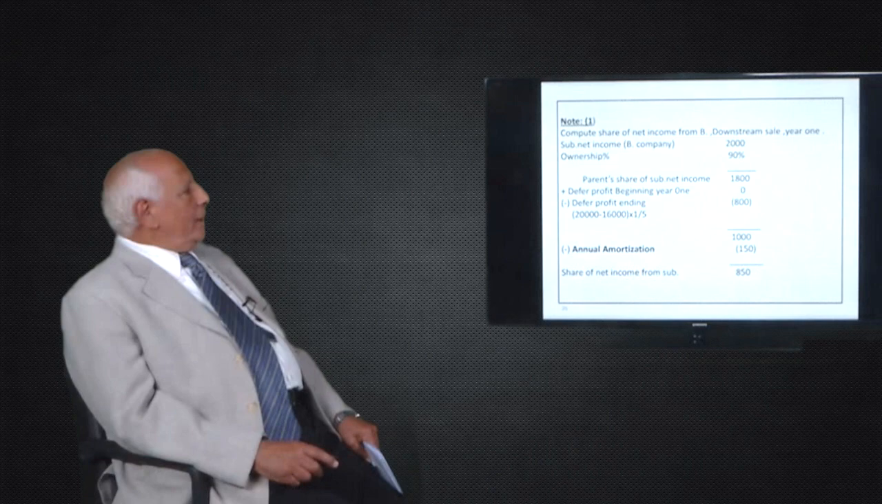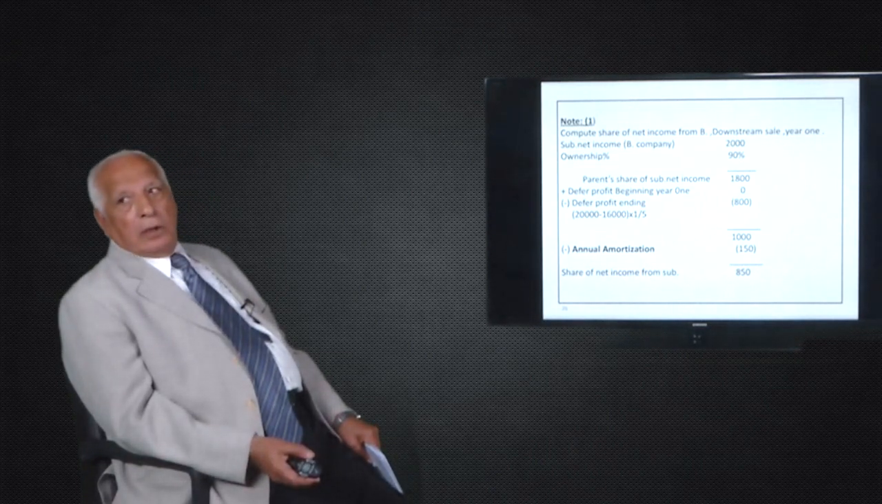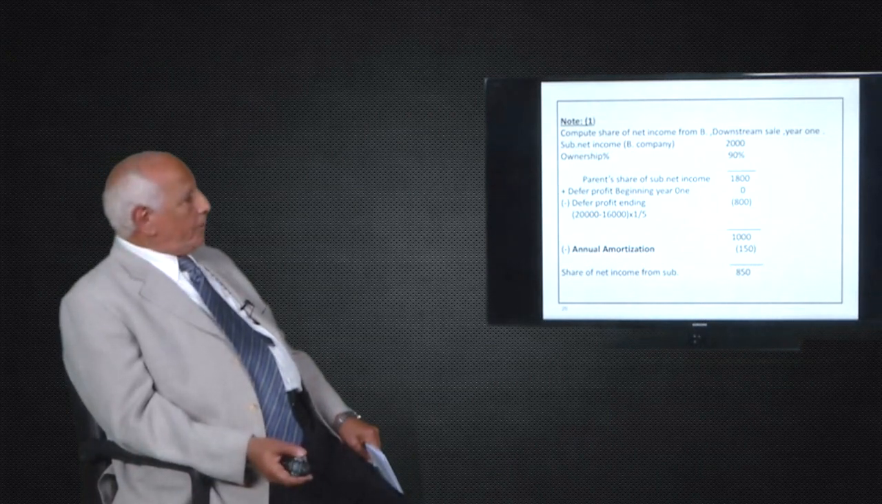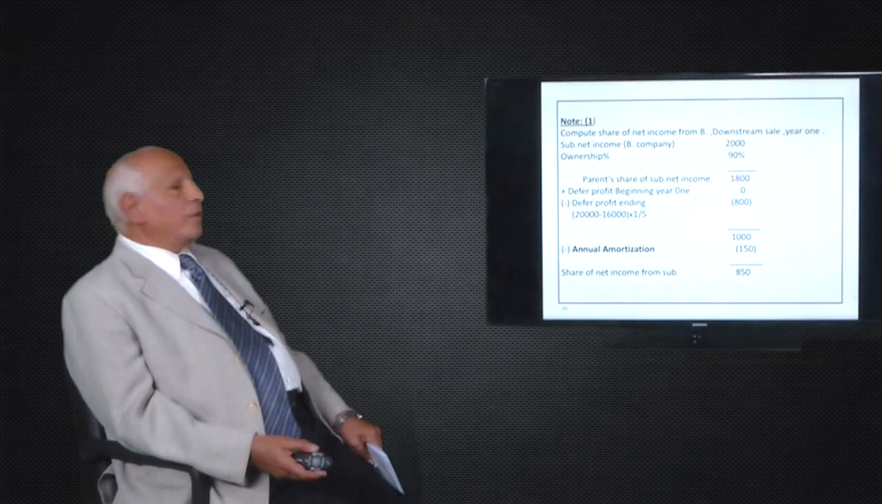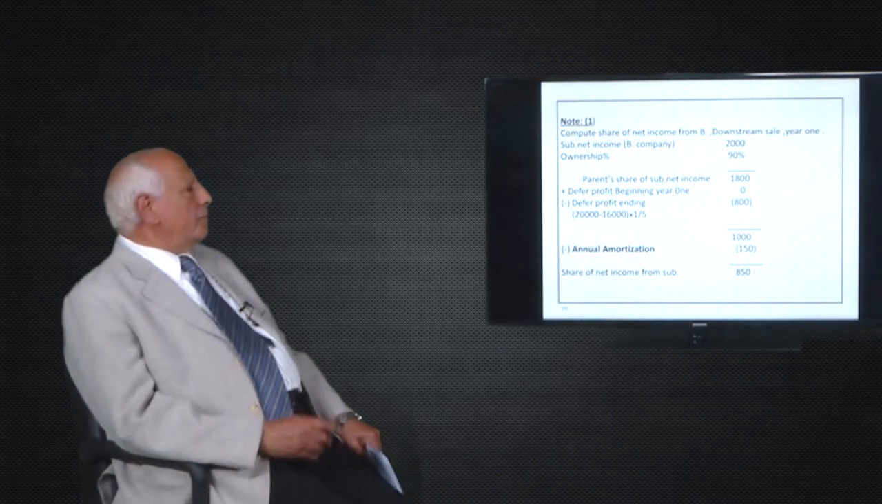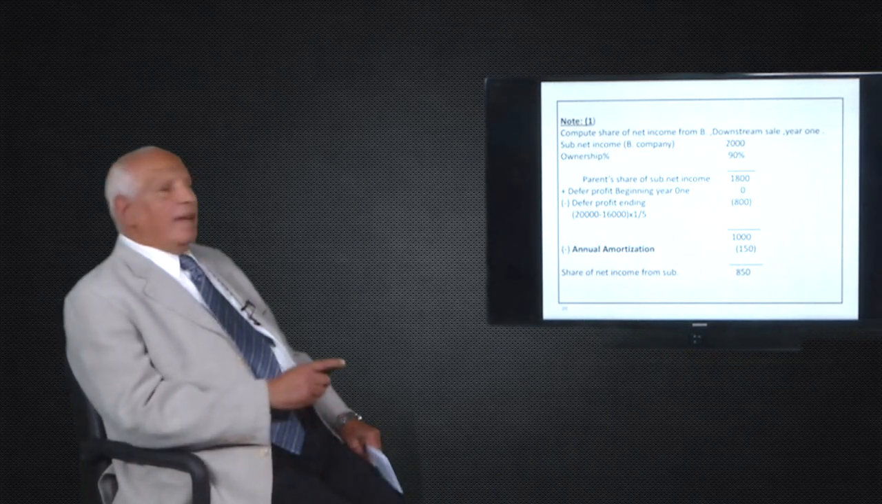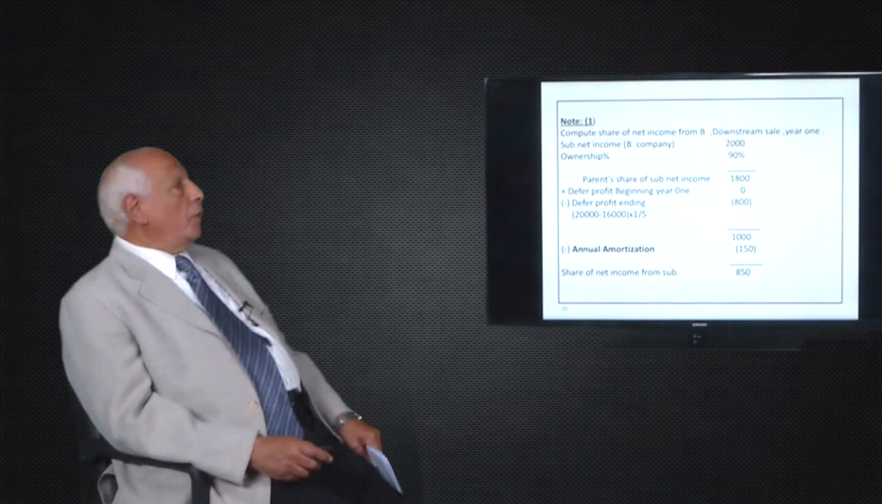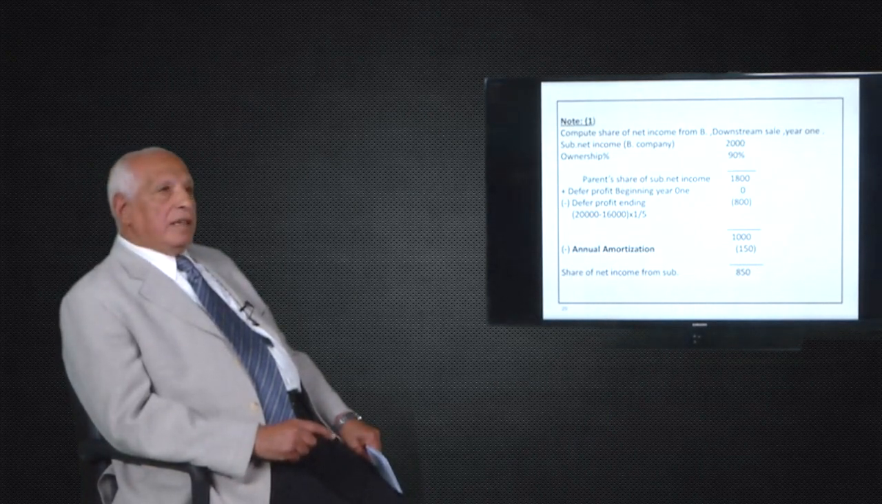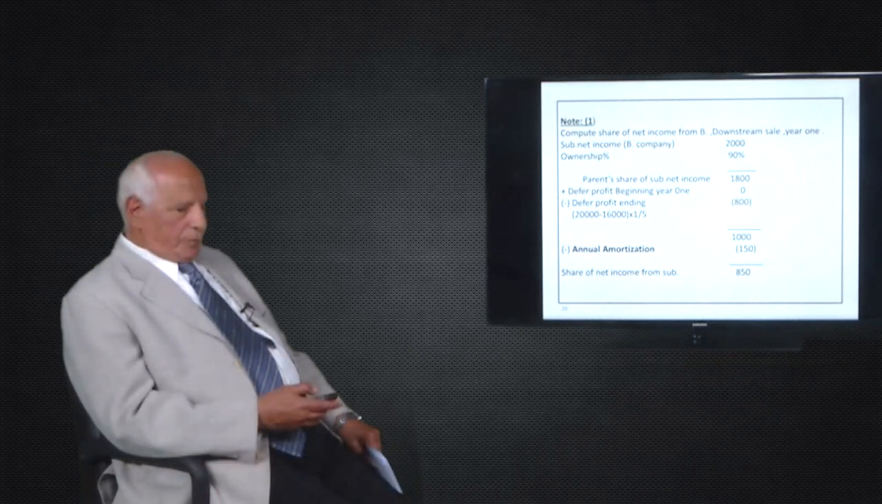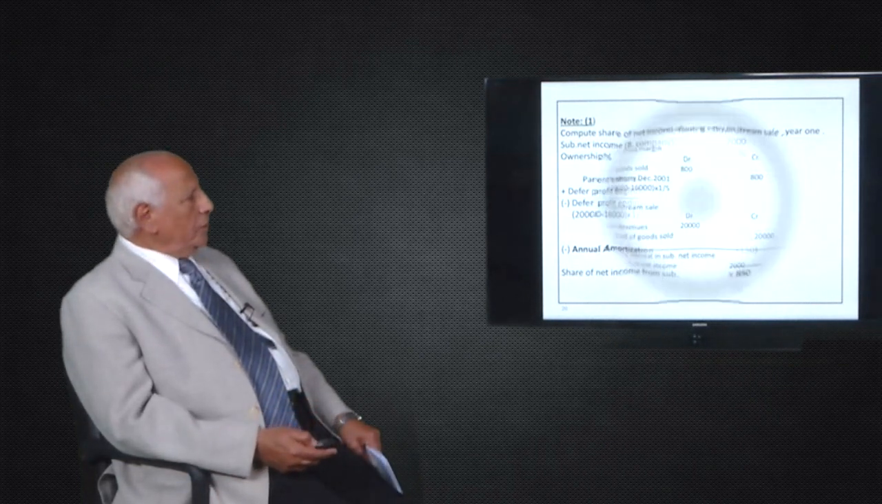And you're going to say deferred profit beginning, that first year is always 0. Deferred profit ending is 800, the same number: 20,000 minus 16,000 multiplied by 1/5 gives you 800. The same number we gave, and you come to annual amortization, that we have to get to 850. What I'm saying here is you have to know how to calculate this under upstream or downstream. Okay? Continue.